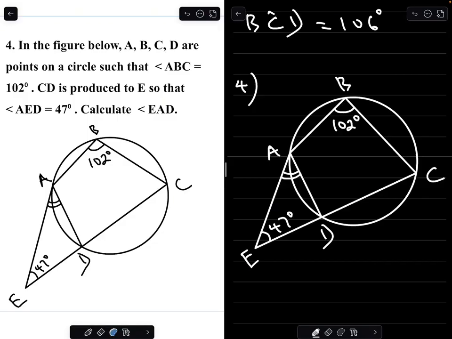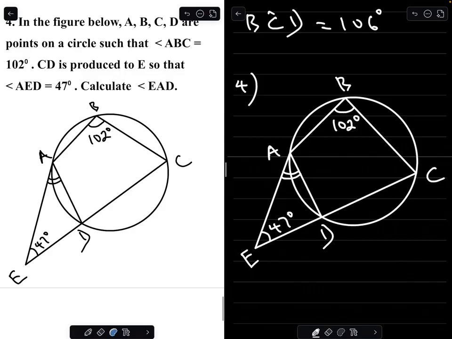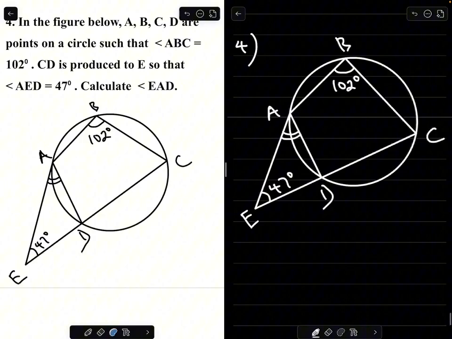Now the question says, in the figure below, ABCD are points on a circle such that angle ABC is equal to 102 degrees. CD is produced to E so that angle AED is equal to 47 degrees. Calculate angle EAD. We want to find this angle EAD. What's the first thing to do here?